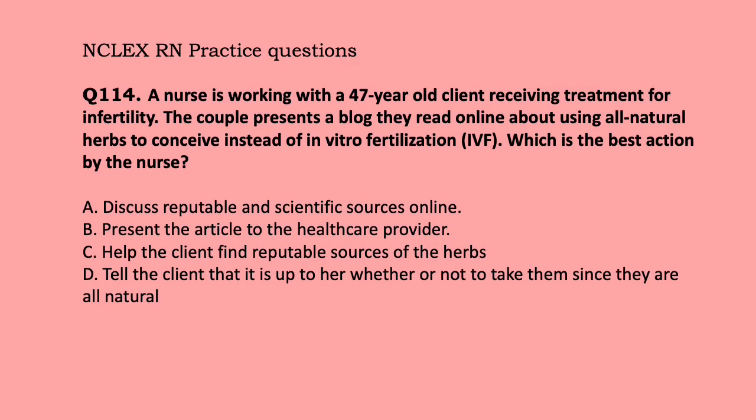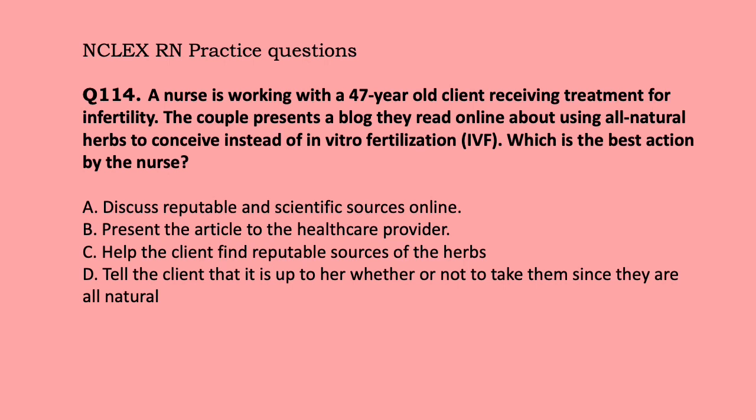NCLEX RN Practice Questions. Question 114. A nurse is working with a 47-year-old client receiving treatment for infertility. The couple presents a blog they read online about using all-natural herbs to conceive instead of in vitro fertilization, IVF. Which is the best action by the nurse?